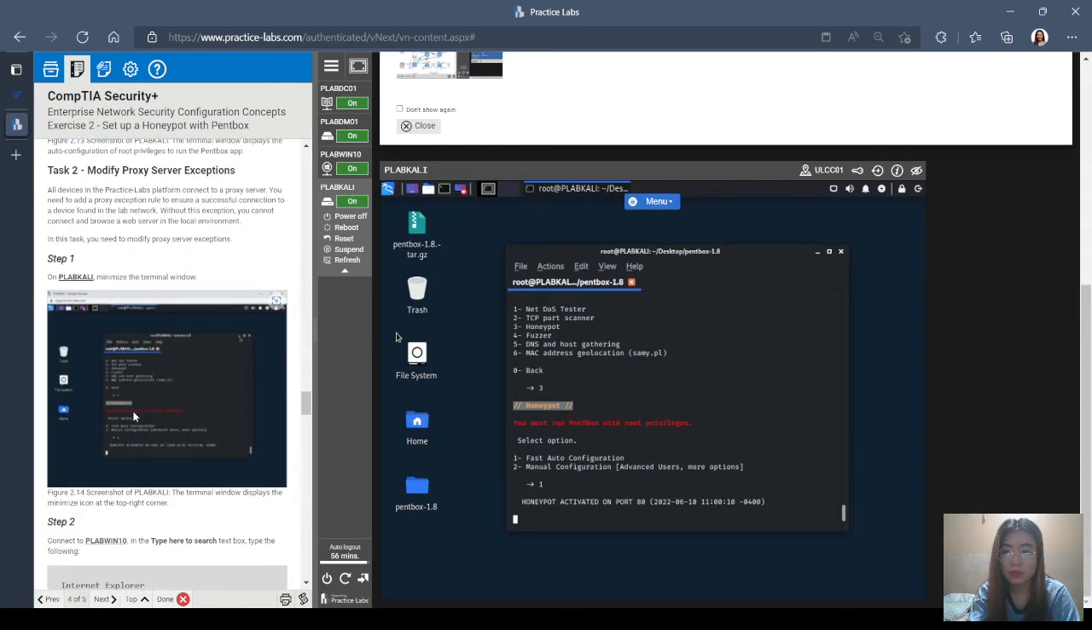Task 2. Modify proxy server exception. All devices in the Proxys Labs platform connect to a proxy server. You need to add a proxy exception rule to ensure a successful connection to a device found in the lab network. Without this exception, you cannot connect and browse a web server in the local environment. In this task, you need to modify your proxy server.